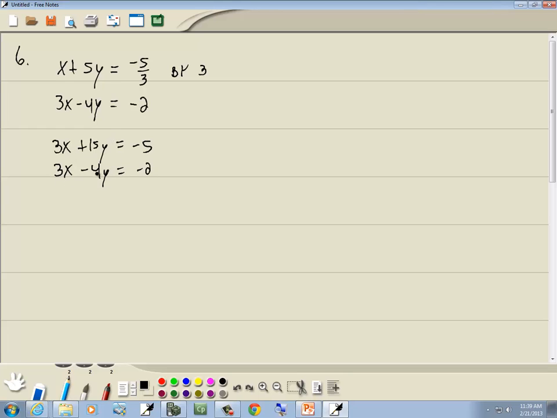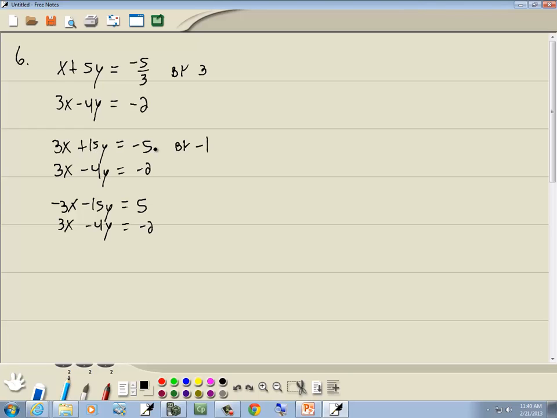Now, as I look at this, the x's look like they'd be pretty easy to get rid of. They're both 3x. I just need one of them to be negative. It doesn't matter which one, so I'll multiply the first equation by negative 1. Negative 1 times 3x is negative 3x. Negative 1 times 15y gives us negative 15y. Negative 1 times negative 5 is a positive 5. And the other equation remains as is.